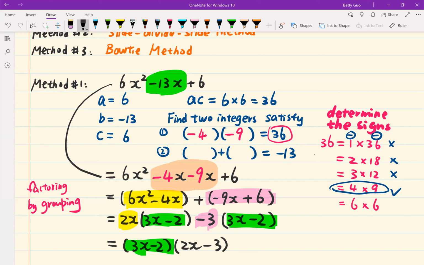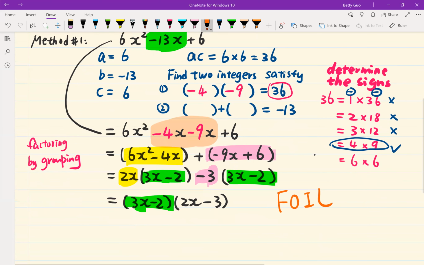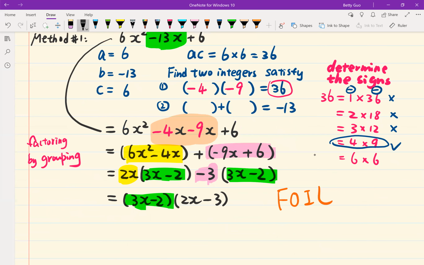If you have extra time and you want to make sure your result is correct, what you can do is FOIL the product. If you get the original polynomial, then your result is correct. We can time this method to see how many minutes it takes you to complete the solution. That's the first method. The second method is the one we already learned from the class.